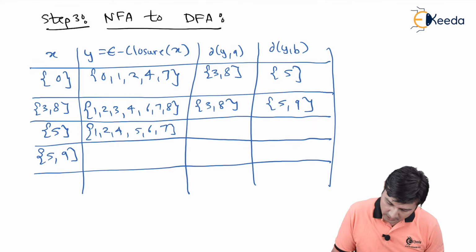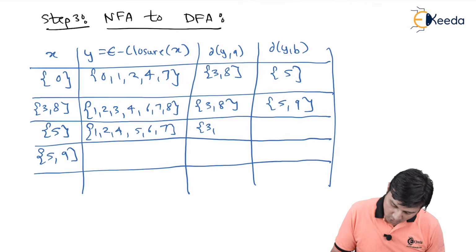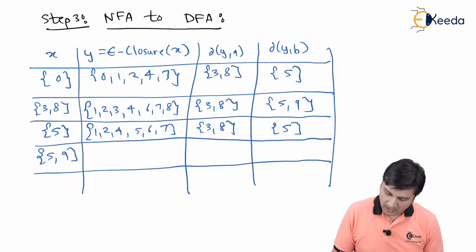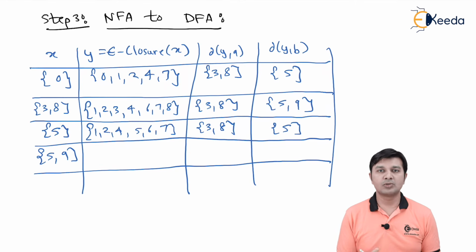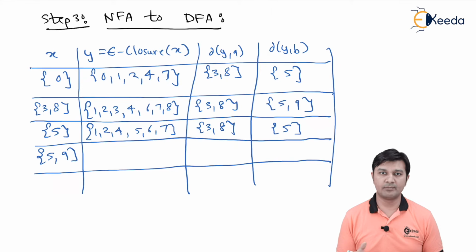So we have over here 3, 8. We have over here simply 5, and if you observe both of the cells, all of them are already included, so we are not going to add anything in this step.